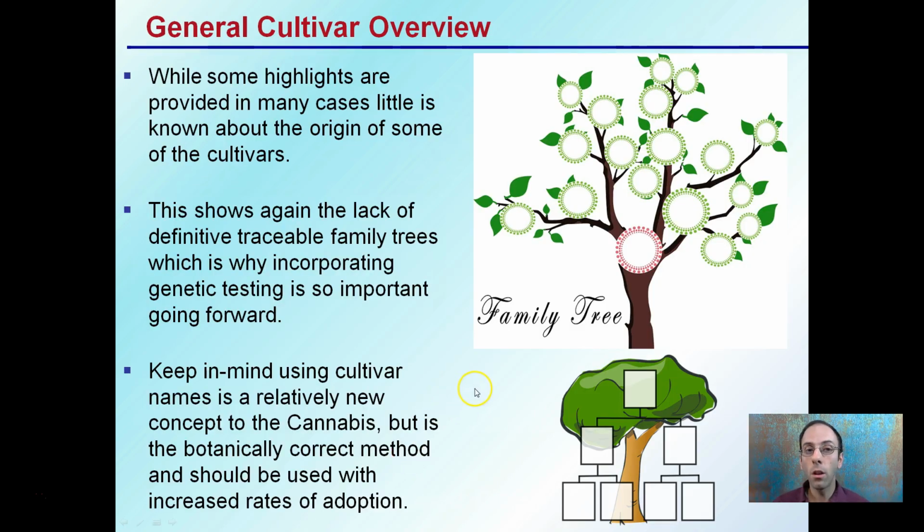So, general cultivar overview. While some highlights are provided in some cases, little is known about the origin of some of the cultivars I'm even going to present here. This shows the lack of definable, traceable family trees, which is why incorporating genetic testing is so important going forward. You can see here on some very common varieties, there's not a lot of great background information on them. Keep in mind also that the use of the term cultivar is a relatively new concept to cannabis, but it's the botanically correct method and should be used at increased rates of adoption.